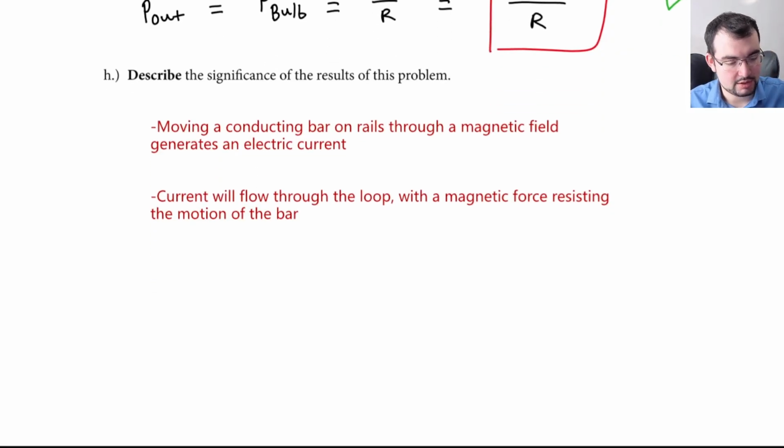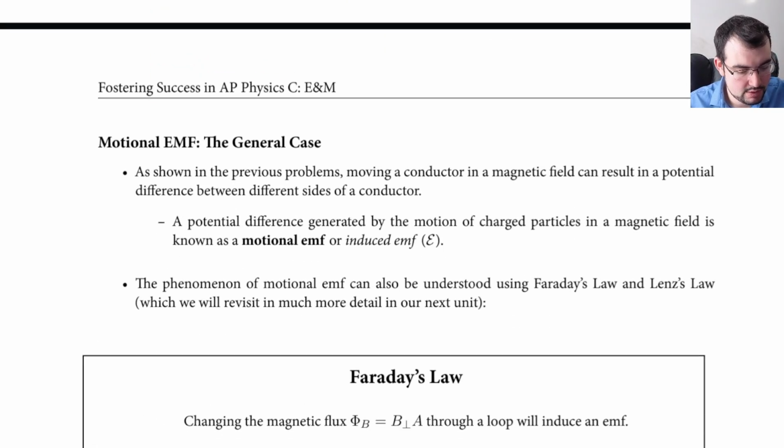So moving a conducting bar on rails through a magnetic field generates electric current. Current will flow through the loop, and there's also going to be a magnetic force resisting the bar. So you can't do it for free. You can't just pull it and let it go. You're going to slow to a stop. So you have to be putting in energy to fight Bil. This is generally called motional EMF.